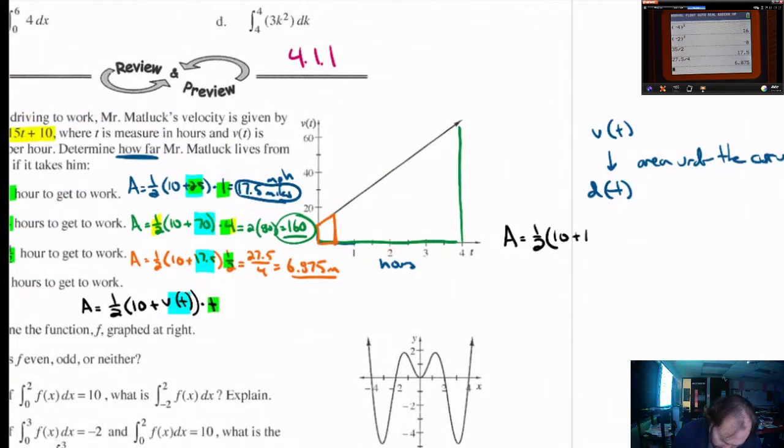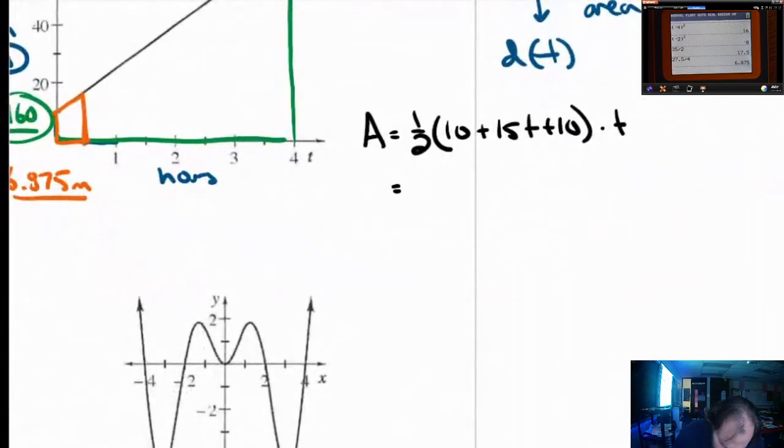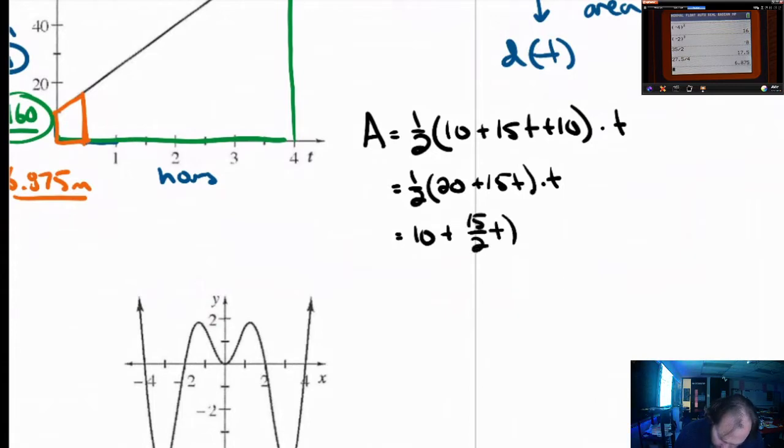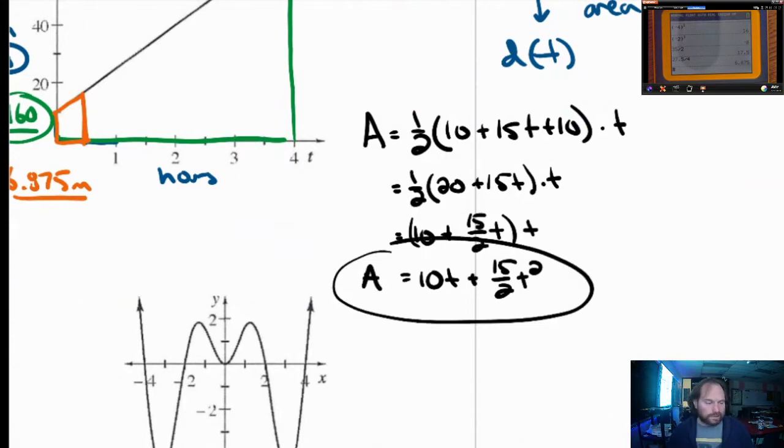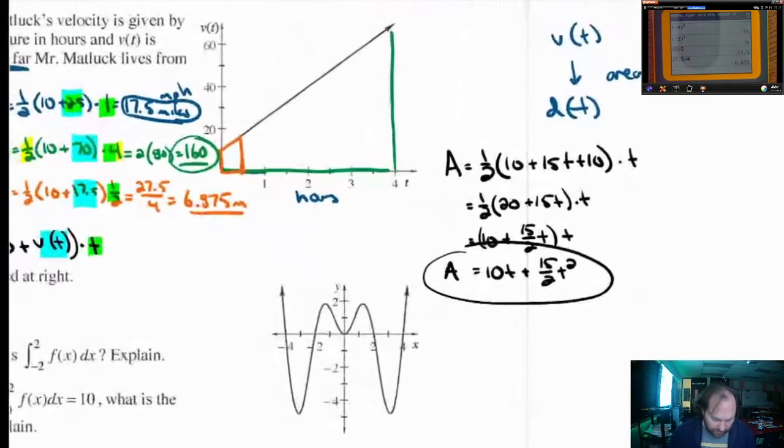10 plus 15t plus 10 times t. Let me see if this works out to be anything reasonably nice. We'd have 20 plus 15t times t. So it's all going to come down to, this is 10 plus 15 over 2t times t. So it comes down to 10t plus 15 over 2t squared. That's another way to think about it. It's a little more advanced of an answer, but that works too. Okay, let's move on to the next question.